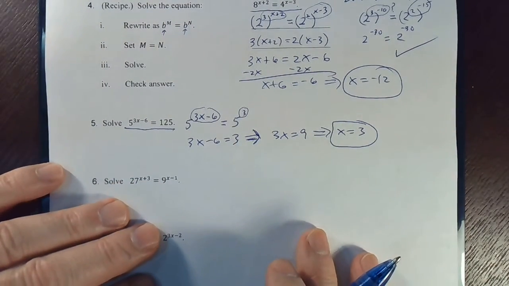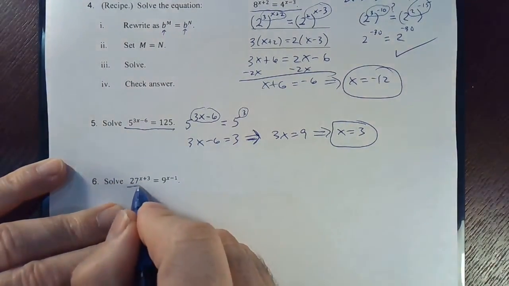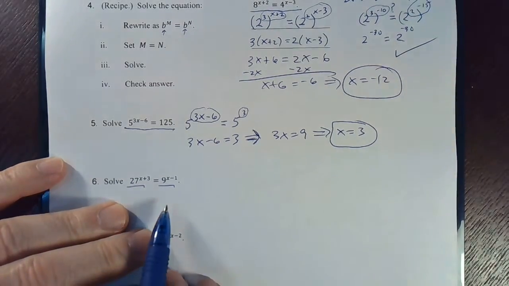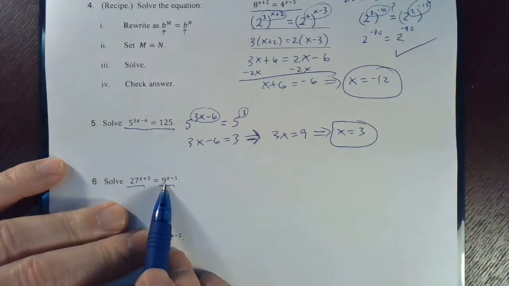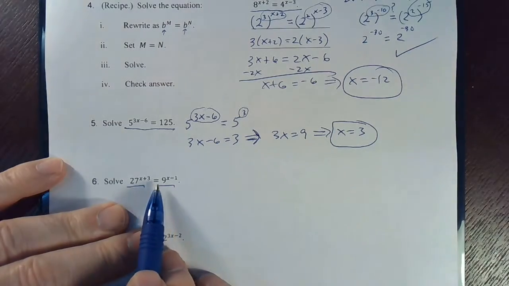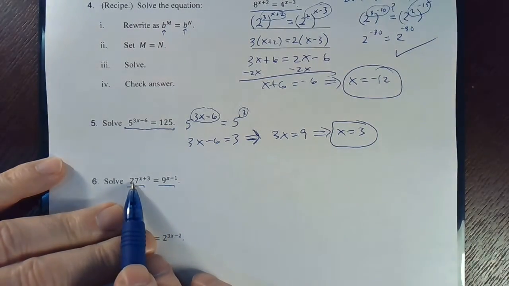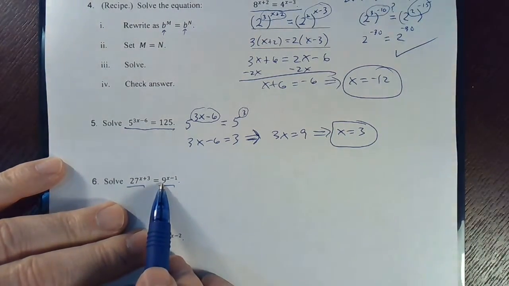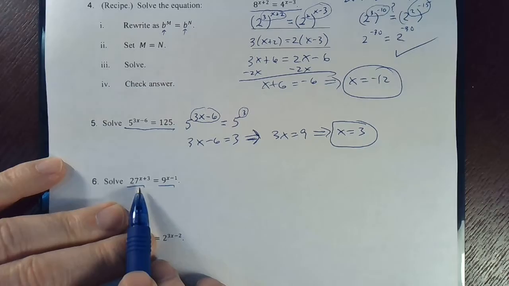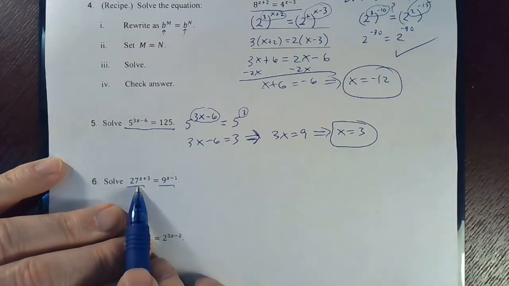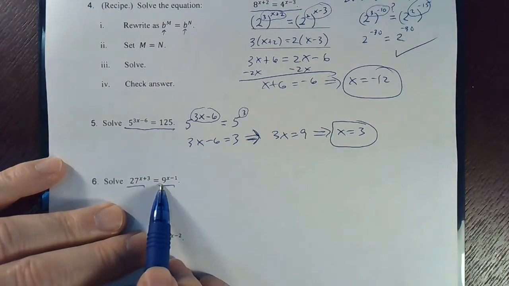All right, let's go to the next one. What's the common base going to be here? Note, you're not going to say 9, because 9 to what power gives you 27? That's not going to work. 9 squared, by the way, is 81. So we're going to use a 3 on both sides, right? 27 is 3 cubed. 9 is 3 squared.